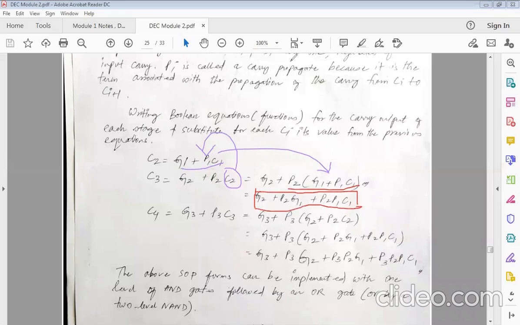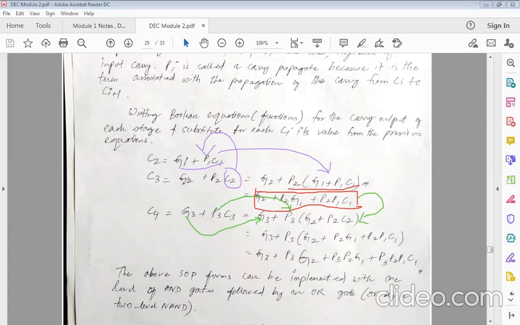Next, what I'm going to do is take the help of C3 here. How am I going to take the help of C3? C4 is equal to G3 plus P3 C3. So G3 comes as it is here. Then I have P3 also coming here as it is. Now C3 is there, and this whole thing will come here. So indirectly it comes here.